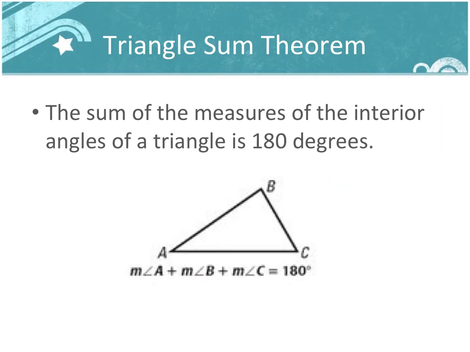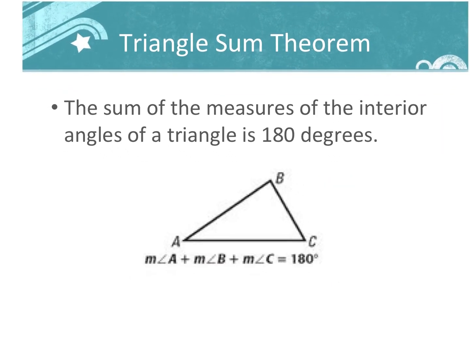Okay, so the sum of the measures of the interior angles of a triangle is always 180 degrees, okay? In other words, this angle plus this angle, all three of the angles, must add up to 180 degrees. That's how we create a triangle, and it's true for any triangle. Could be scalene, equilateral, equiangular. It's the same for all of them, okay?